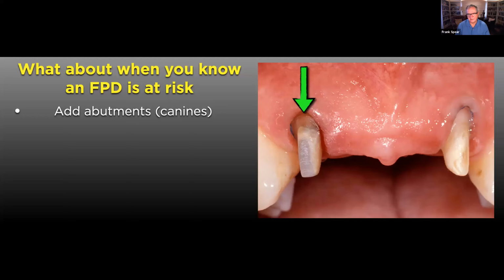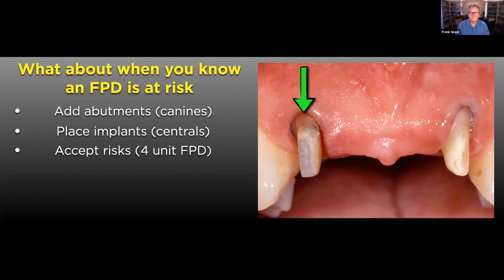Those canines are great teeth. I would prefer to not touch them at all. Do I put implants in the centrals? She is very aesthetically demanding, and my surgeon says he does not think he can pull it off in terms of getting enough bone where it needs to be to get pretty aesthetic centrals. Do I accept the risk and do a 4-unit FPD on those abutments? Boy, the prognosis is terrible.